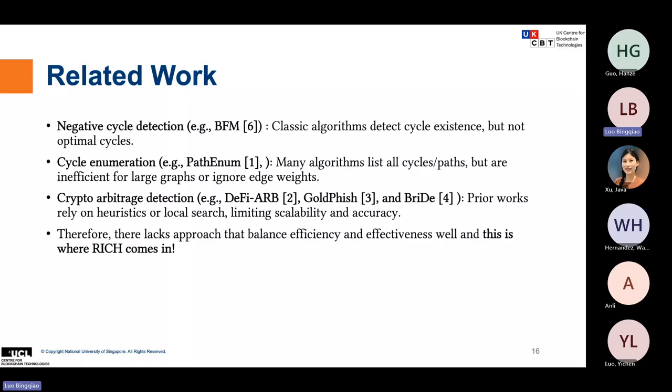The third type of related work is crypto arbitrage detection. There are a few methods designed specifically for arbitrage detection in the crypto market. But most of them rely on heuristics or local search, which again limits the scalability and accuracy of their methods. Therefore, they lack an approach that can balance efficiency and effectiveness well. And this is why we designed our method, Reach.